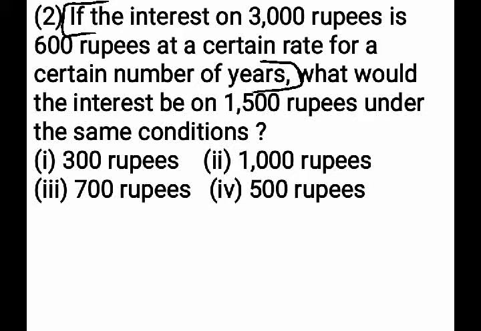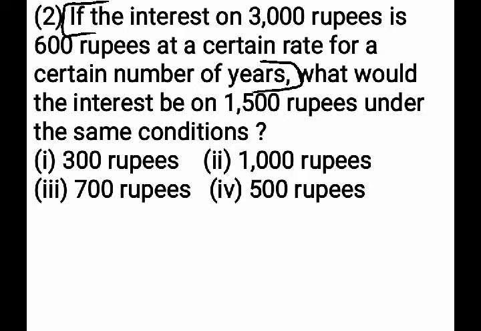If the interest on 3000 rupees means principal is rupees 3000 and interest is 600 rupees. If the interest on any amount is given, that will be the principal. Rate of interest and time is not given. So this sum is different. You don't have to use any formula in this sum. Let's start solving this sum.